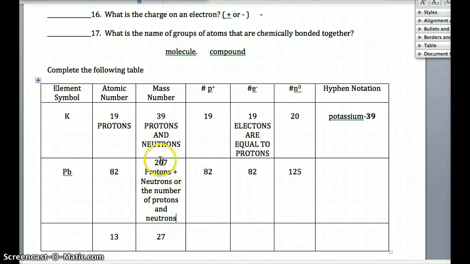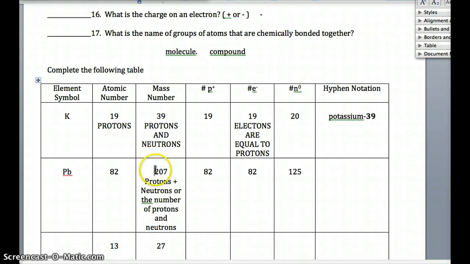All right, so anyway, you have 207 protons plus neutrons, or the number of protons and neutrons. You can say it either way. The hyphen notation then would be lead is the name of the element, hyphen, the mass number, which is 207.